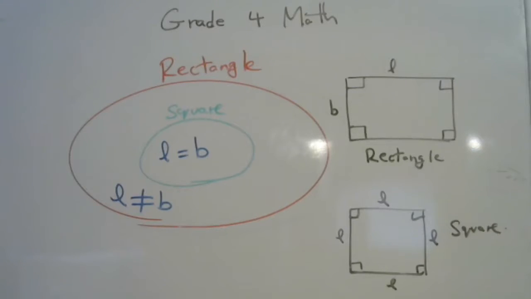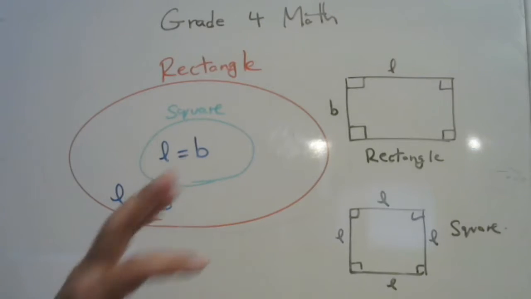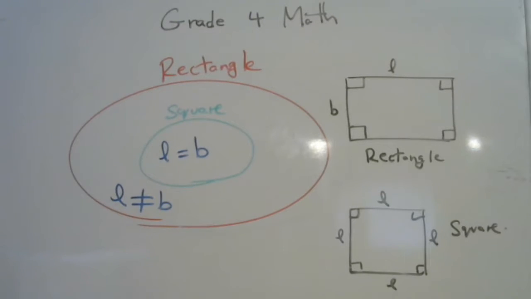Okay guys, so today I'll be looking at a grade 4 math concept, differentiating between a rectangle and a square. What are the differences? Or is there any difference? So first thing I'll say, what is a rectangle?